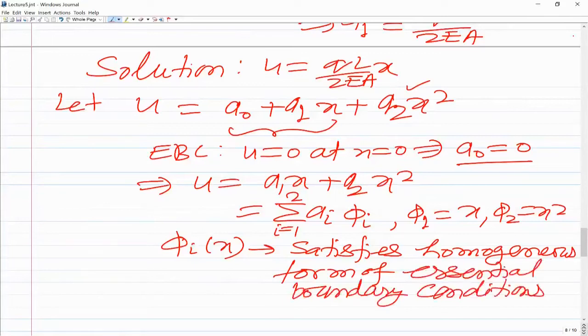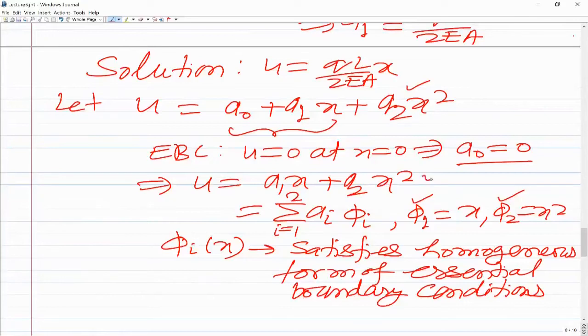What it means is that right now the essential boundary condition is u equal to 0. The right-hand side is already 0, so it's a homogeneous form. We could also have u at x equal to 0 as some u naught, which is a non-zero value. The homogeneous form of that would be u equal to 0. So phi 1 at x equal to 0 is 0, so it satisfies the homogeneous form of the essential boundary condition. Similarly, phi 2 is x square, which is 0 at x equal to 0, so this also satisfies the homogeneous form of the essential boundary conditions.